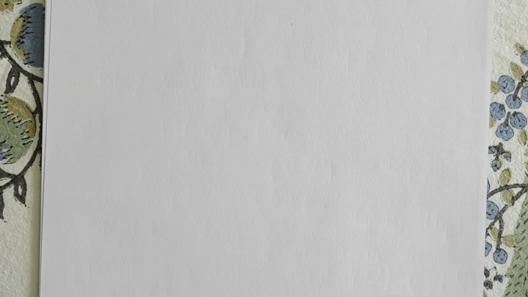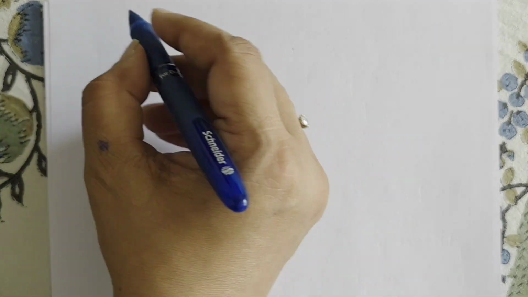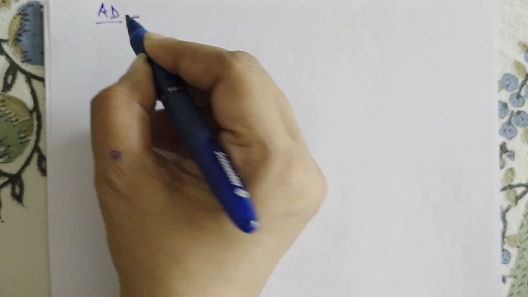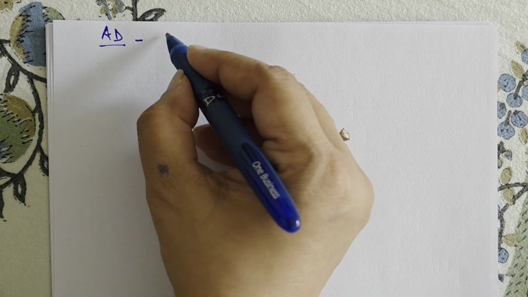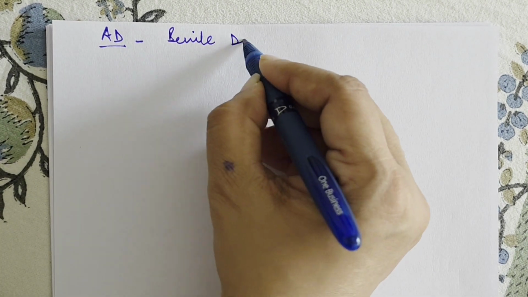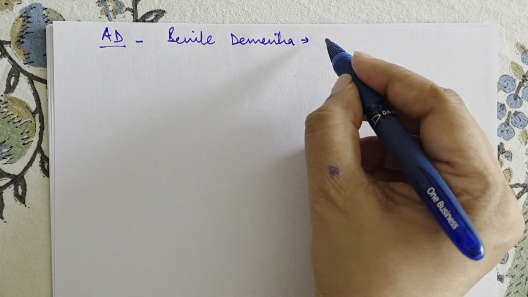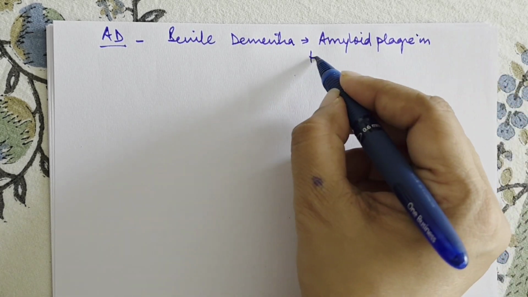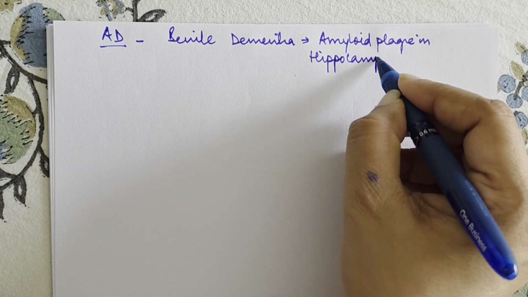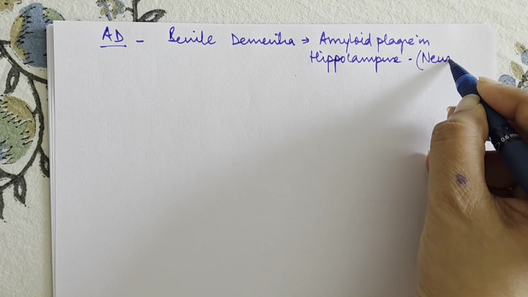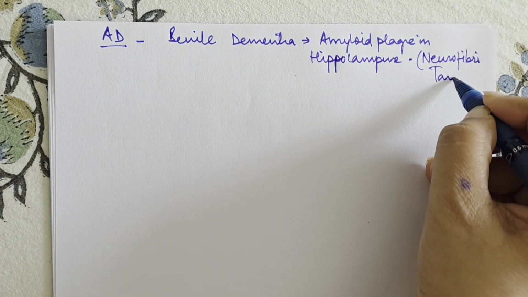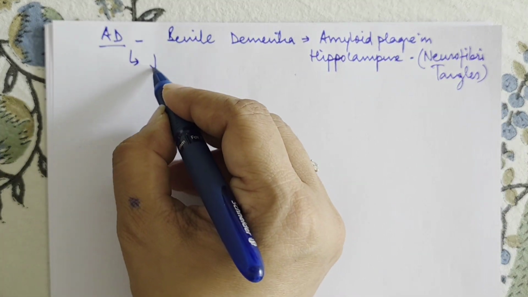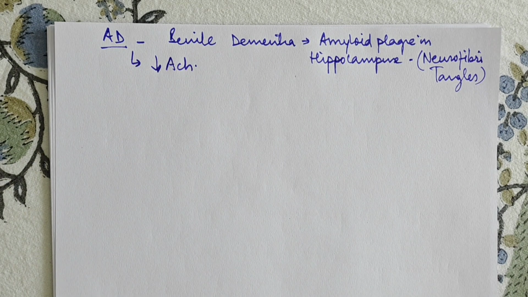Now let's see some other neurodegenerative diseases. Very short, fast. Alzheimer's disease. Now what is Alzheimer's disease? Alzheimer's disease is basically a type of dementia, and that occurs because of formation of amyloid plaques in the hippocampus. Neurofibrillary tangles are also present. So what happens mainly is there is a loss of acetylcholine. So with loss of acetylcholine, what treatment strategy will we adopt?